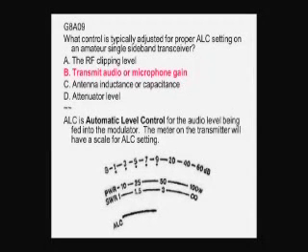And the control that you typically use to adjust that is the transmitter audio or the microphone gain. On most transceivers, it's probably called the microphone gain control. And your operator's manual will tell you how to set that to keep the needle within the proper range on the ALC when you're transmitting.